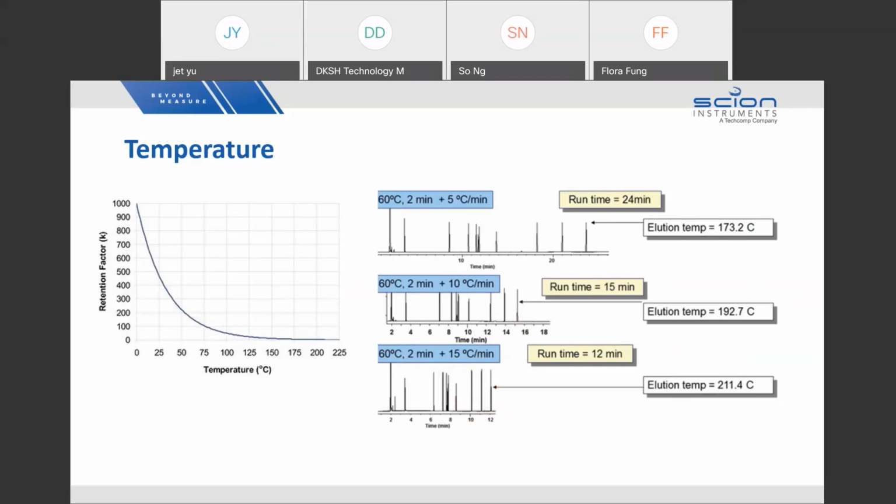But I show you, this is just an example. When it comes to 12 minutes, if you are satisfied enough, then we can stop here. Personally, I think less than 15 minutes is good enough. So very obvious. That's why when you have a request to achieve faster GC analysis, you have to study your chromatogram first, see whether there are any possibilities to improve and shorten the time.